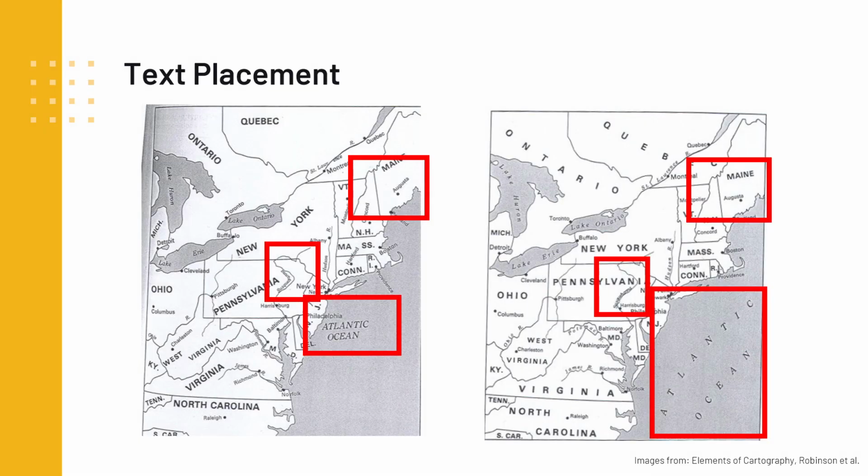So here are some examples of some bad labeling and some better labeling. You can see that the Atlantic Ocean in the map on the left is small and tight and close to the shore, which kind of gives you a question of where is the Atlantic Ocean? Of course, we know where it is, but on the right-hand side, they've chosen to spread it out and cover the entire area with character spacing.